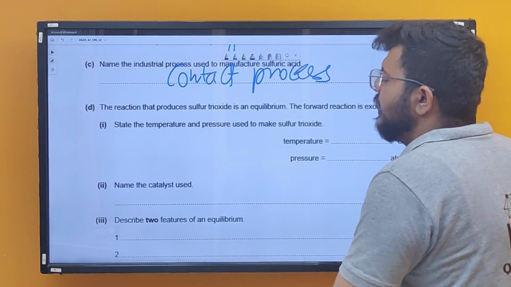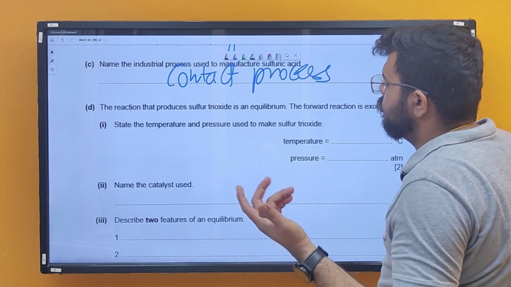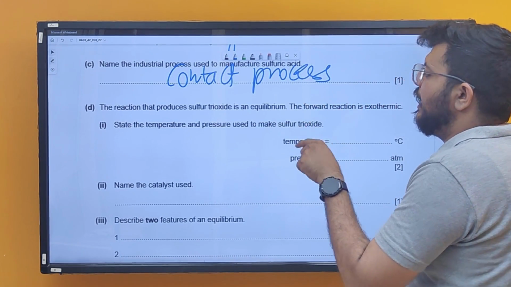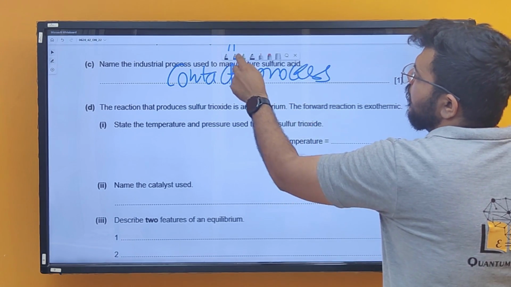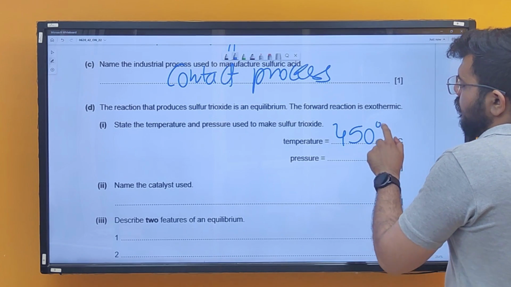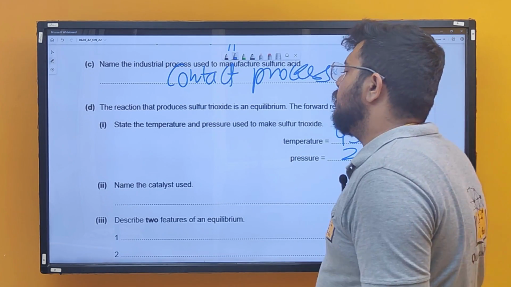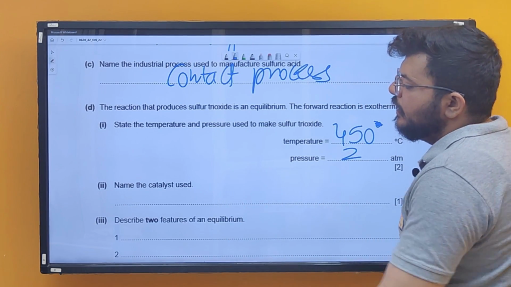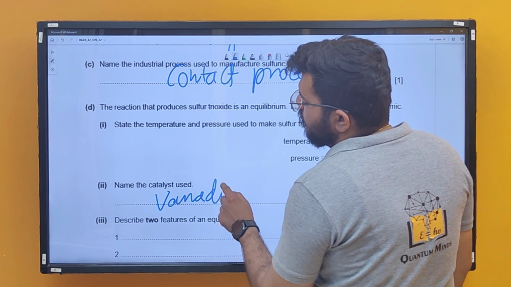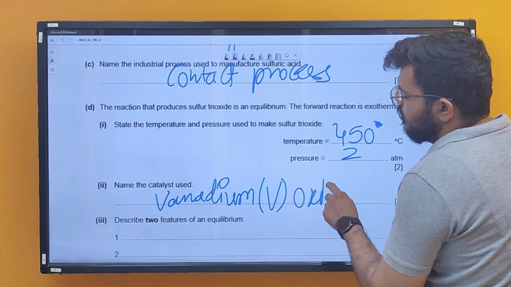Then what do we have? The reaction that produces sulfur trioxide is an equilibrium. Yes, double arrows we saw. The forward reaction is exothermic. State the temperature and the pressure used to make sulfur trioxide. The temperature is 450 degrees Celsius. Okay, and pressure is 2 atmosphere. Low pressure is used because this reaction is going forward anyway. Name the catalyst used. We use vanadium pentoxide or vanadium 5 oxide.